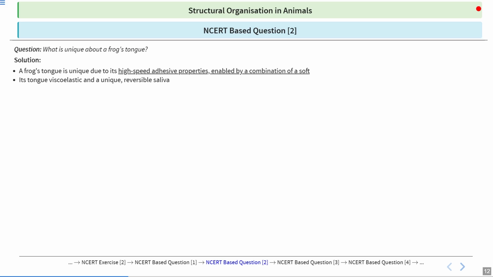It has elasticity in it, right? So it can stretch to a longer distance, and that is reversible also. They can retract the tongue into their mouth after capturing their prey. So this allows the frog to rapidly capture prey by wrapping its tongue around it and then easily retracting it, right? So retraction is very, very important, right?